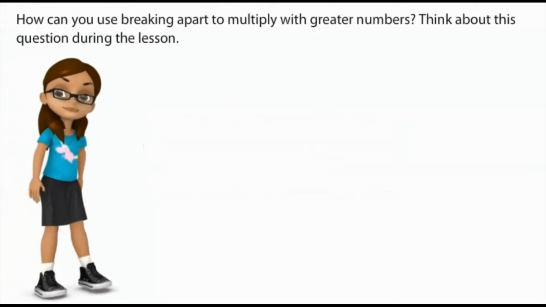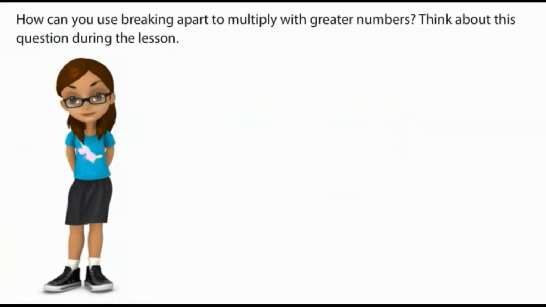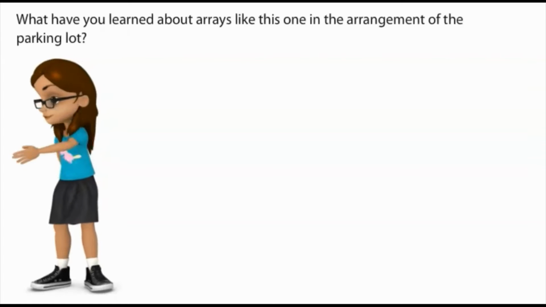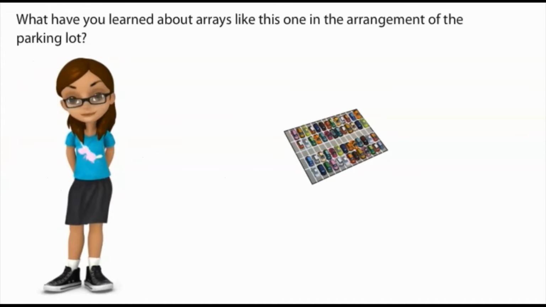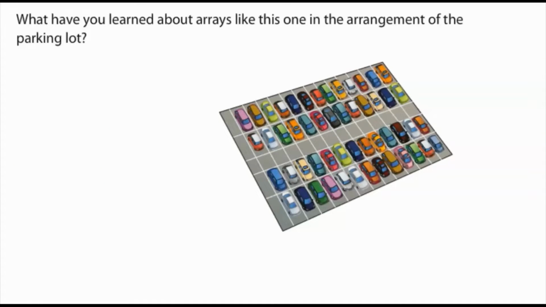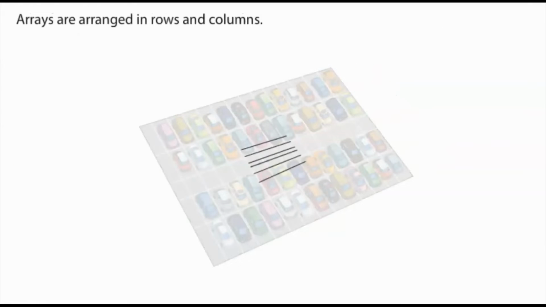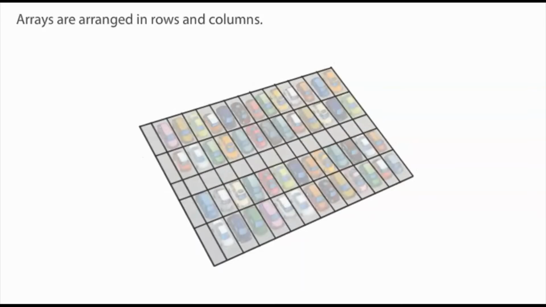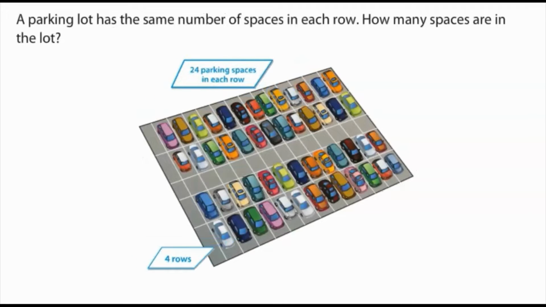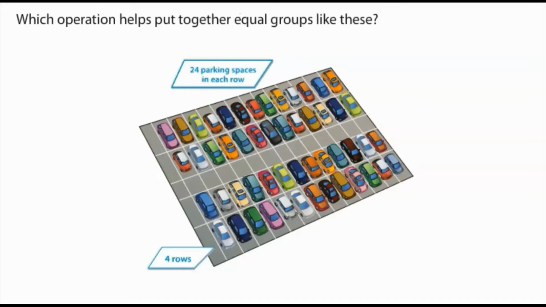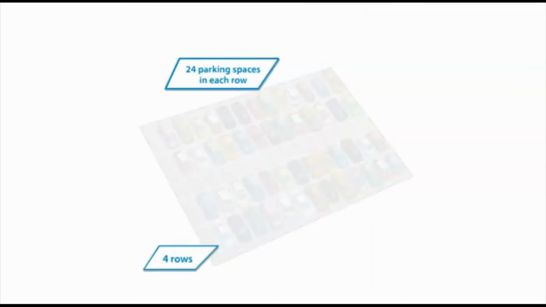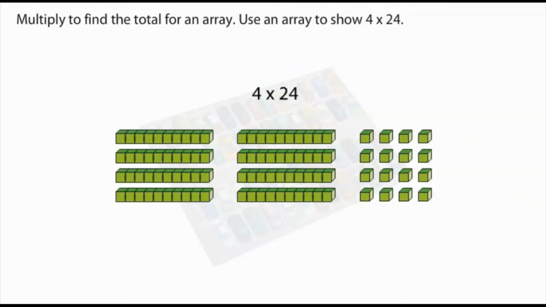How can you use breaking apart to multiply with greater numbers? Think about this question during the lesson. What have you learned about arrays like this one in the arrangement of the parking lot? Arrays are arranged in rows and columns. A parking lot has the same number of spaces in each row. How many spaces are in the lot? Which operation helps put together equal groups like these? Multiply to find the total for an array.